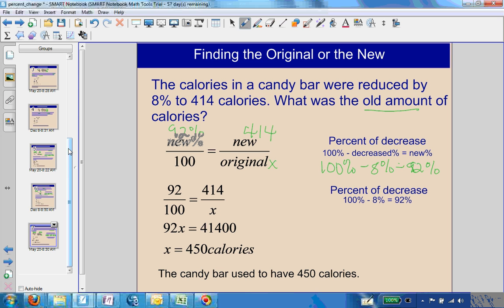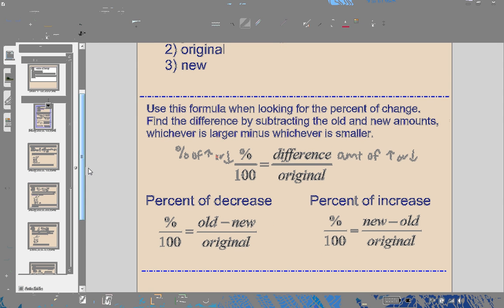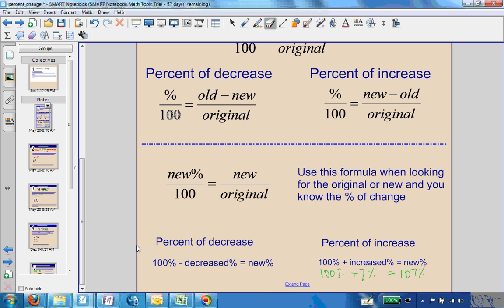So again, let's review our formulas. When you don't know the percent, you're going to be using percent over 100 equals difference over original to find the percent of decrease or the percent of increase. When you do know the percent of increase and you're looking for the new or the original, you need to figure out the new percent by subtracting the percent of decrease or adding the percent of increase. So that gives you your new percent, and you put that across from new, and then 100 is always across from original.